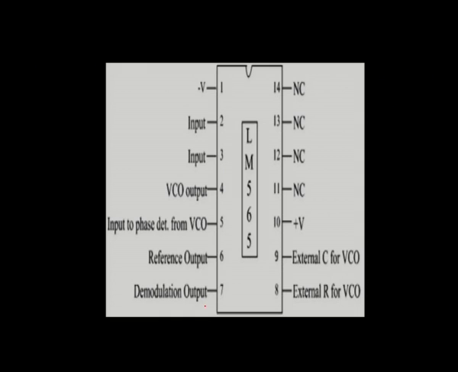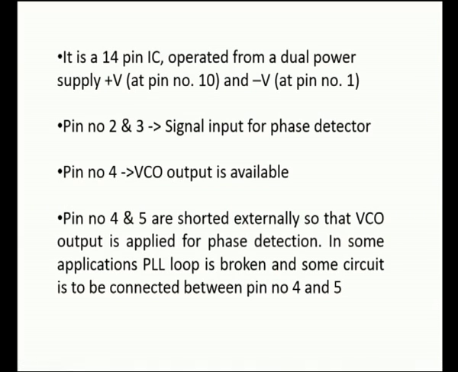To pin number 8 you connect an external resistor to set the free running frequency of the VCO. To pin number 9 you connect an external capacitor to set the free running frequency of the VCO. The remaining pins, 11, 12, 13 and 14, are for future use, so they have no connection in this experiment. The LM 565 is a 14 pin IC operated from a dual power supply, with plus volts given to pin number 10 and minus volts given to pin number 1.